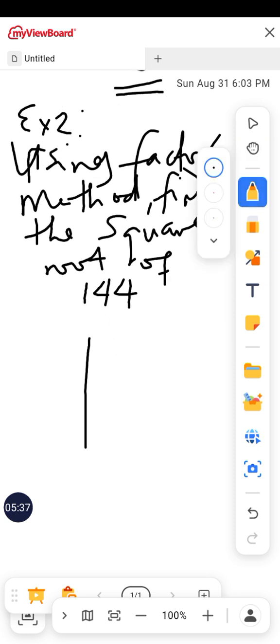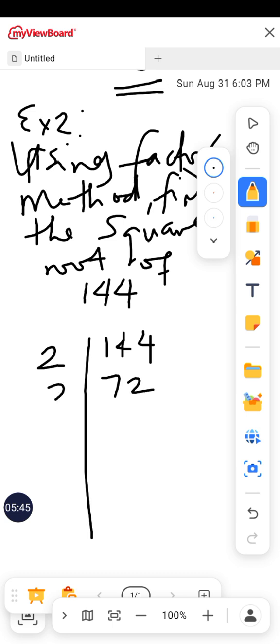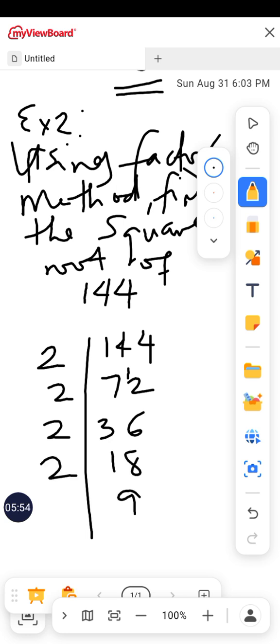So, you draw your line. You break your 144 into various pieces. The smallest number that can go here is 2. 2 goes into 144, 72. The next number, 2 goes in 72, that's 36. The next number, 2 goes here, that's 18. The next number that can go, 2 goes in 18, 9. The next number, 3 goes in 9, 3. The next number, 3 goes in 3, 1.